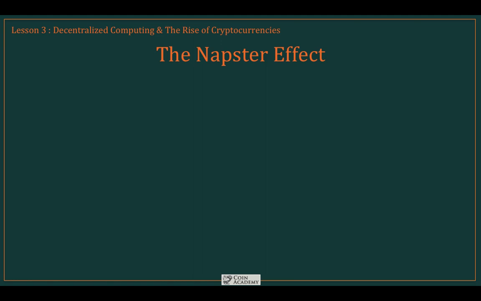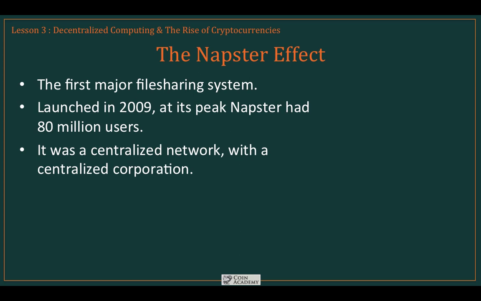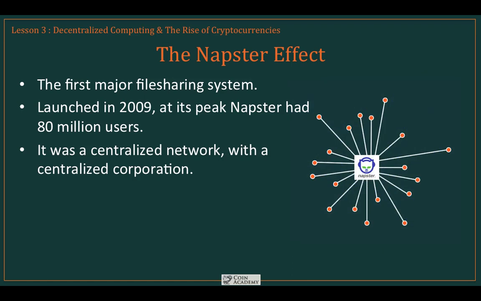We're going to start out by talking about the rise of decentralization, and that means we have to look at Napster. Basically, Napster was the first major file sharing system. It was launched in 2009, and at its peak, Napster had approximately 80 million users. It was a significant system. The problem, though, is that it was also a centralized system, a centralized network with a centralized corporation. Imagine, if you will, it looked like this.